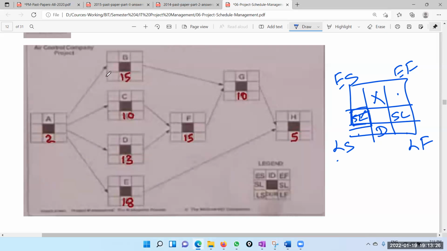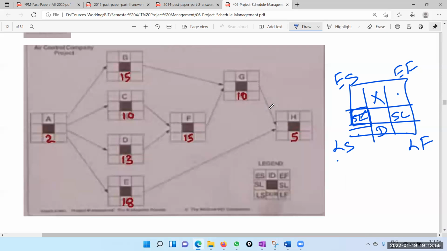We have these tasks A, B, C, D, E, F, G, H, and these are the duration of each task. And we have already mentioned the dependencies. B depends on A, C depends on A, D depends on A, E depends on A, F depends on C and D, G depends on B and F, and H depends on G and E. Okay. Now again we have to do the forward pass and the backward pass, just like last time.